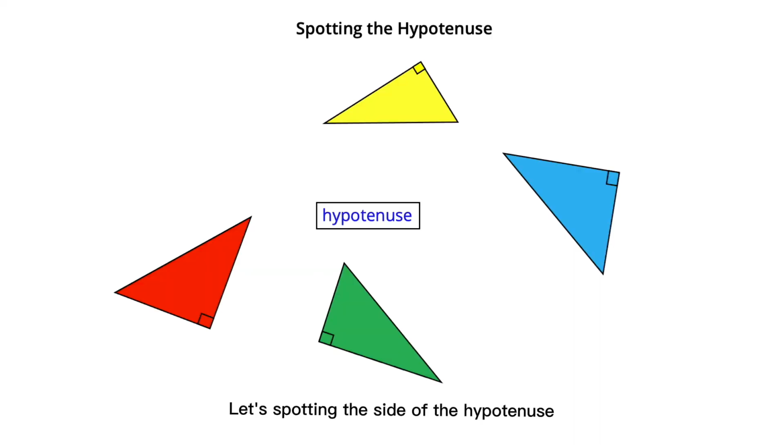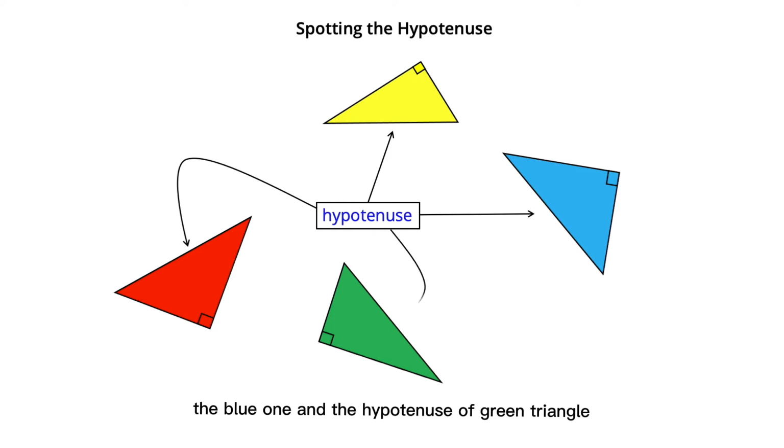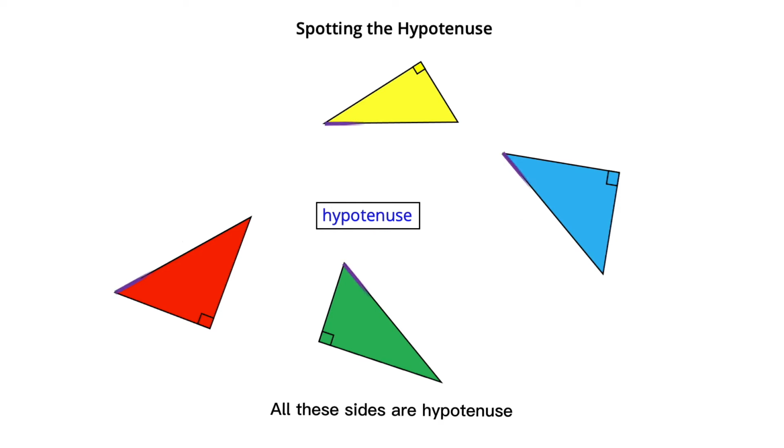Let's spot the side of the hypotenuse. A hypotenuse is the longest side of a right angle triangle. The hypotenuse of the red triangle, the yellow triangle, the blue one, and the hypotenuse of the green triangle. All these sides are hypotenuses, and it's always the side opposite the right angle.